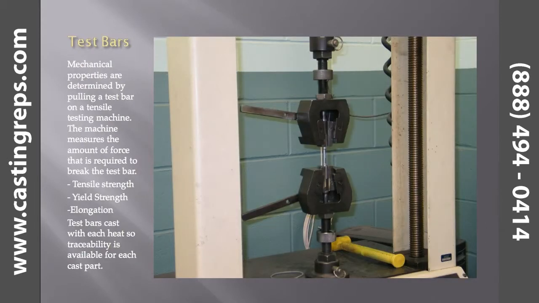Test bars. Mechanical properties are determined by pulling a test bar on a tensile testing machine. The machine measures the amount of force that is required to break the test bar. Tensile strength, yield strength, elongation. Test bars are cast with each heat, so traceability is available for each cast part.